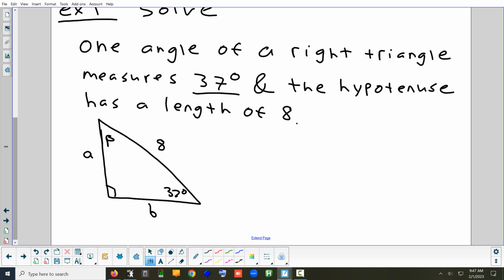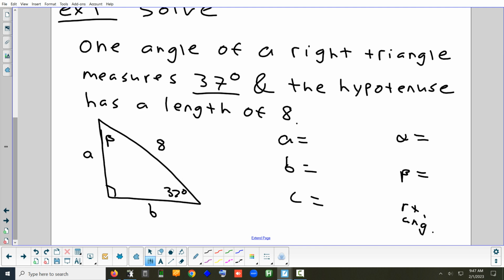And what I'm going to do off to the side is make a table. I'm going to put my three sides in one column, and my three angles in the other. You don't really need to put anything for the third angle because it's just the right angle. So just write right angle.